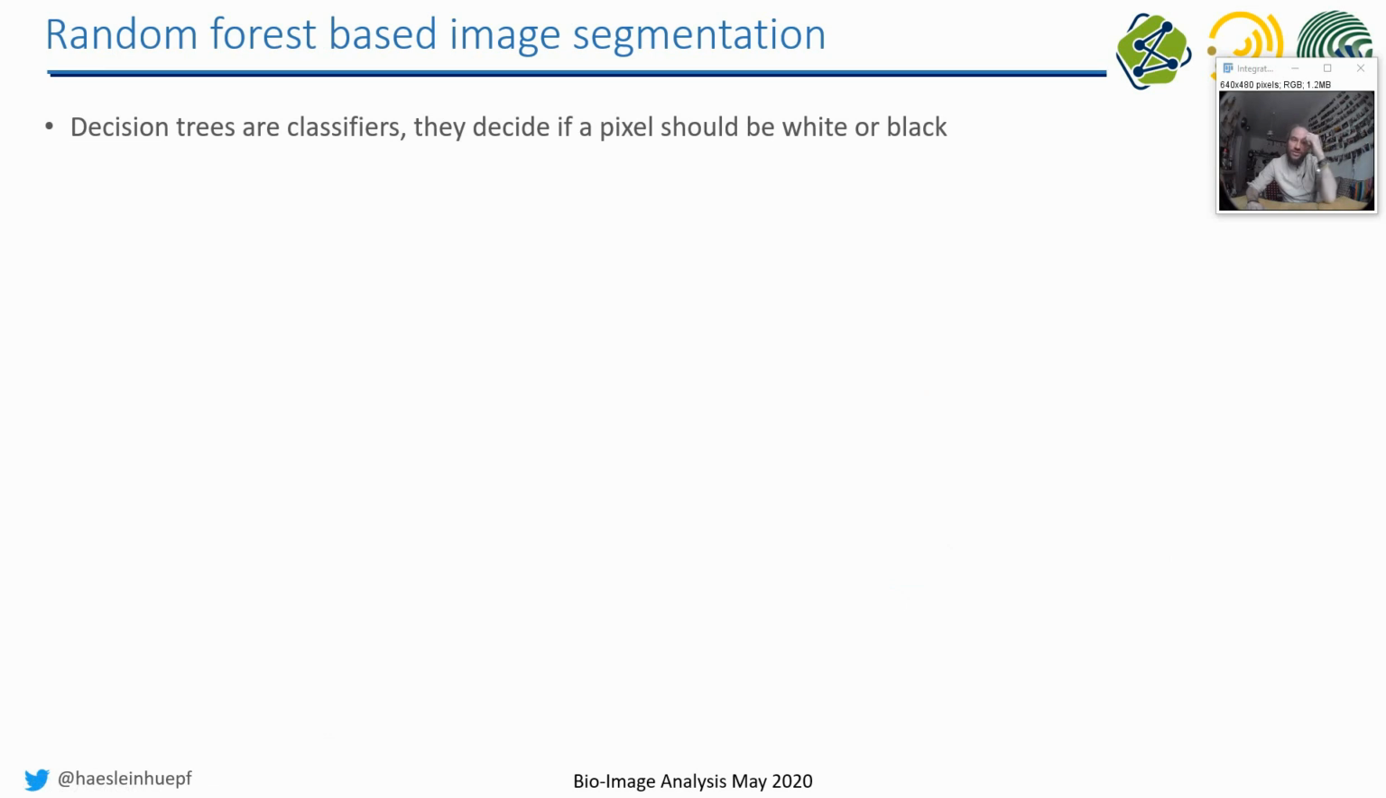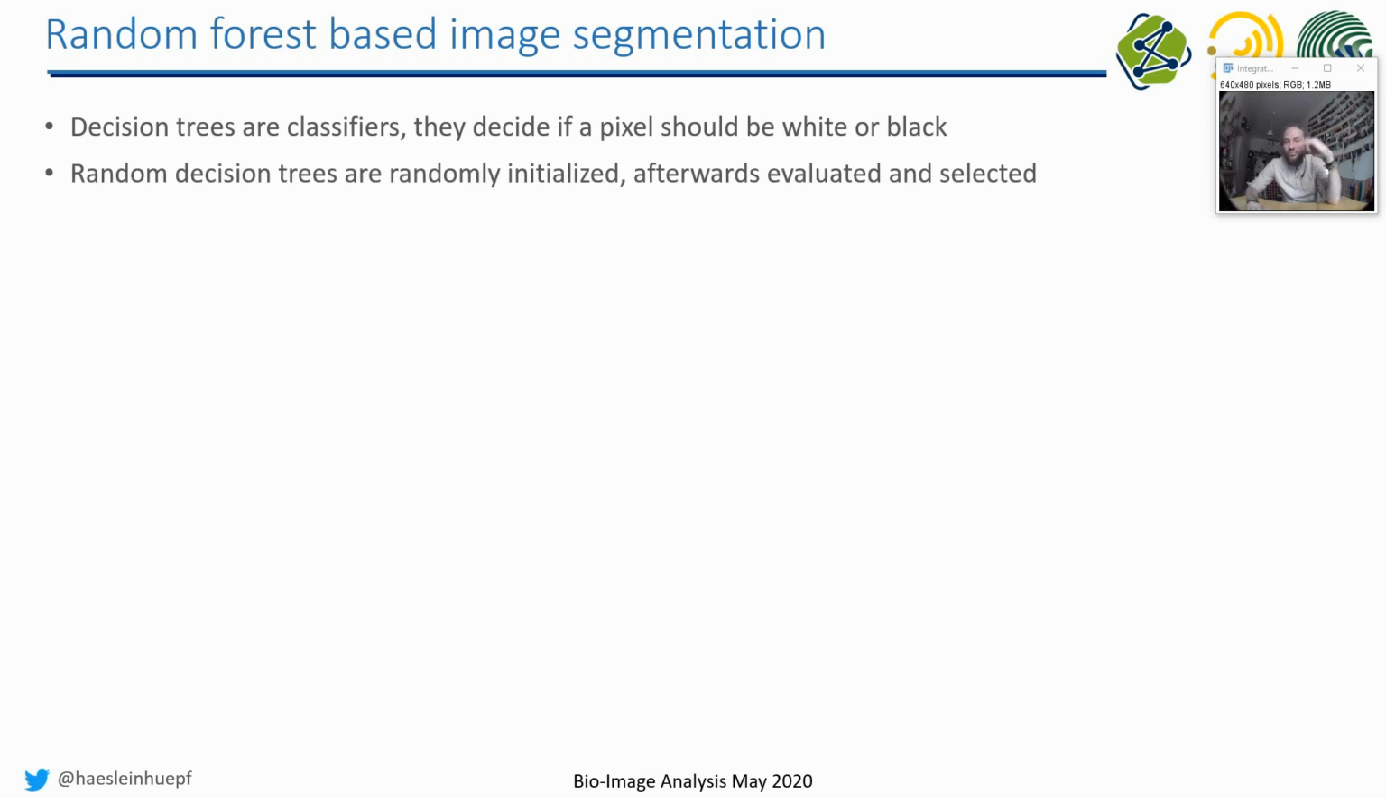So what is a decision tree? A decision tree is a classifier, so it's an algorithm which can make a decision in order to put something, a measurement, a sample, into different classes, into different categories. For example, it can decide if a pixel should be white or black. So that would be a binary classifier. Random decision trees are randomly initialized and afterwards evaluated and selected.